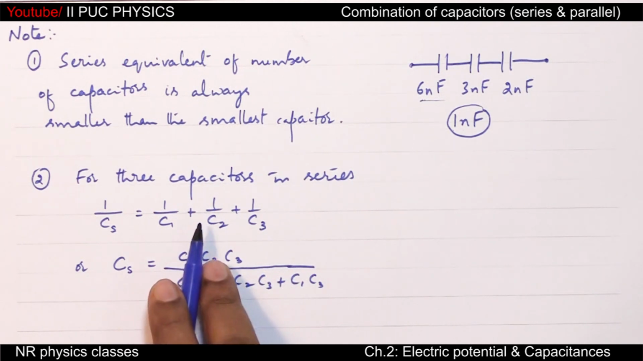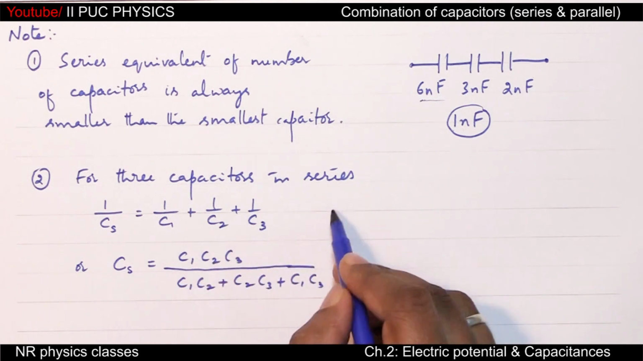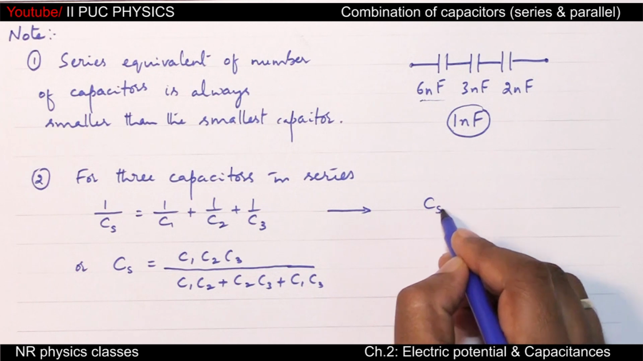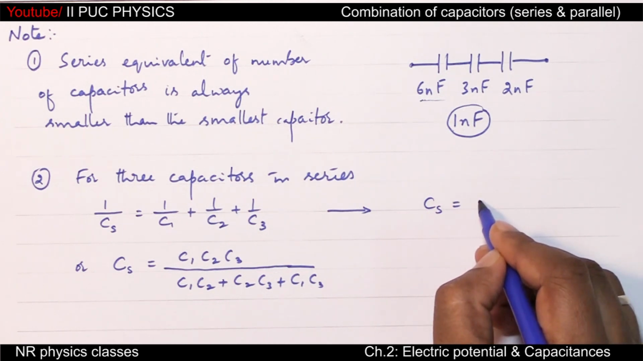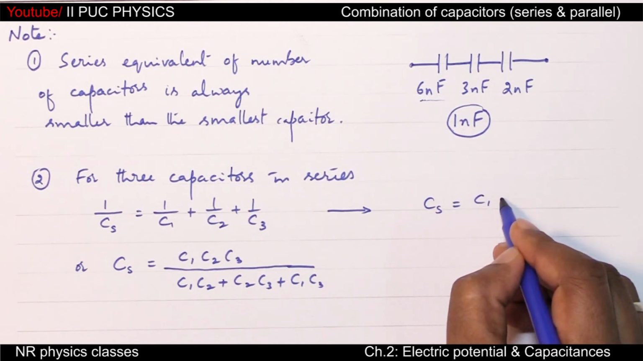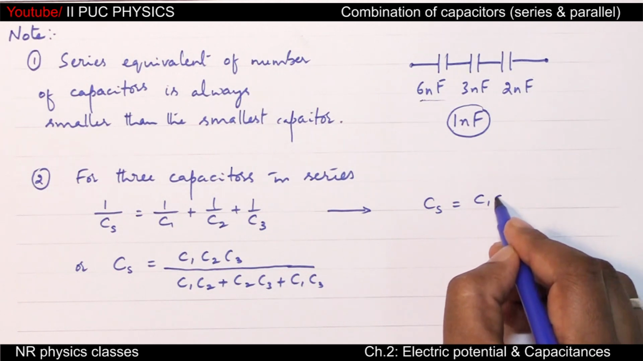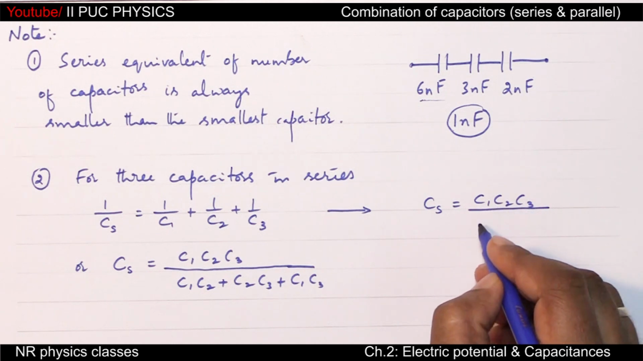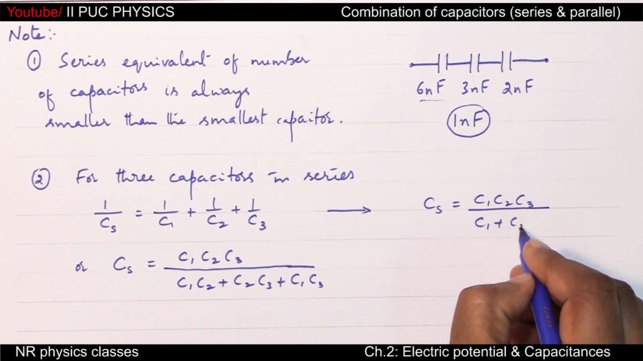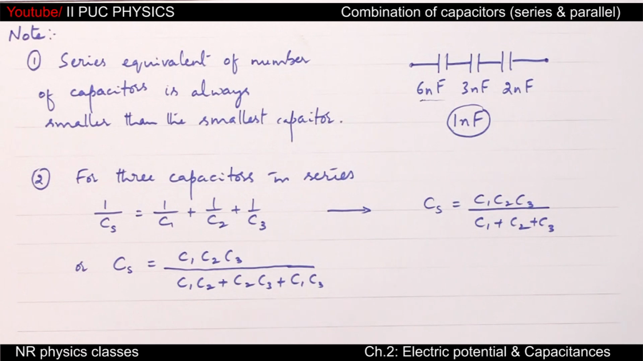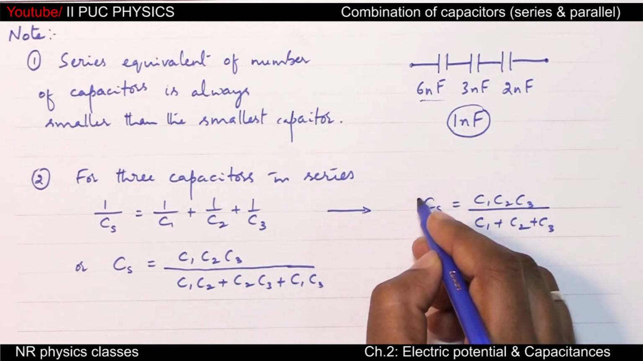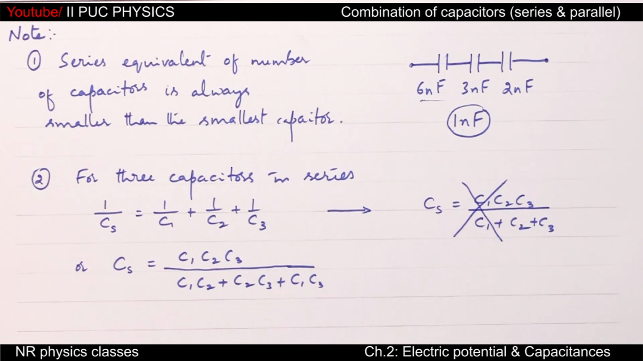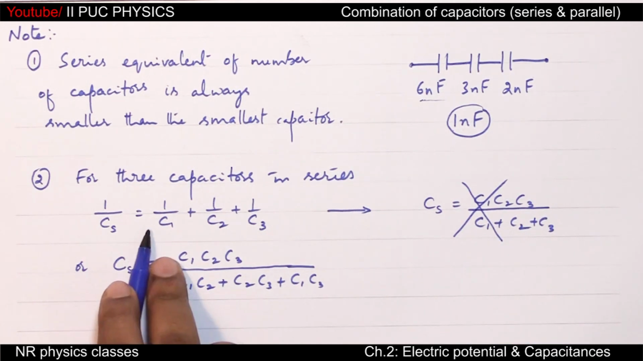And which is the common mistake means, when we solve this, we think that CS is C1 C2 C3 by C1 plus C2 plus C3. So this is the common mistake. This is not the answer. This is not the required equation. That is the second note.